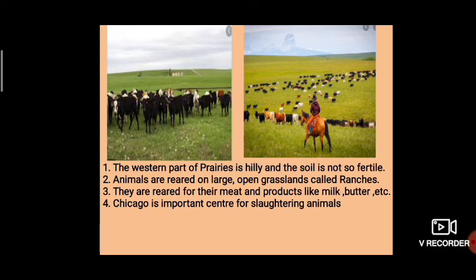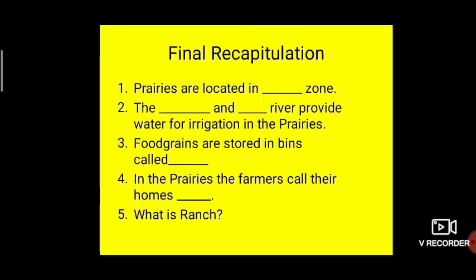Big dairy farms have also been developed here, and they have modern machines. Even milking is done by the machines. So this was the end of your chapter. This is your final recapitulation.